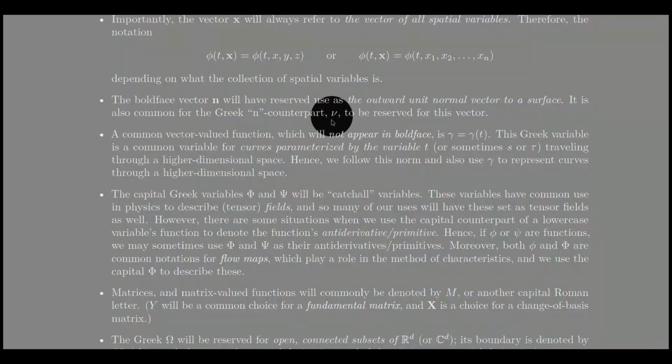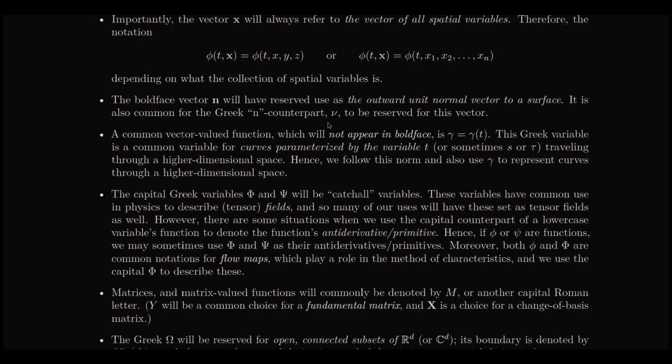It's not uncommon for other texts to use the Greek version of n, which is the letter nu. I know it looks like a V or a script V, but it's actually the Greek letter nu. So a lot of books may use this Greek letter nu to be the outward unit normal vector. So just be comfortable with either of them.